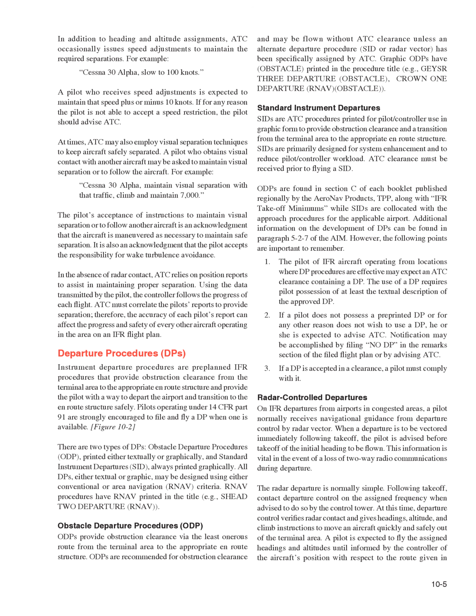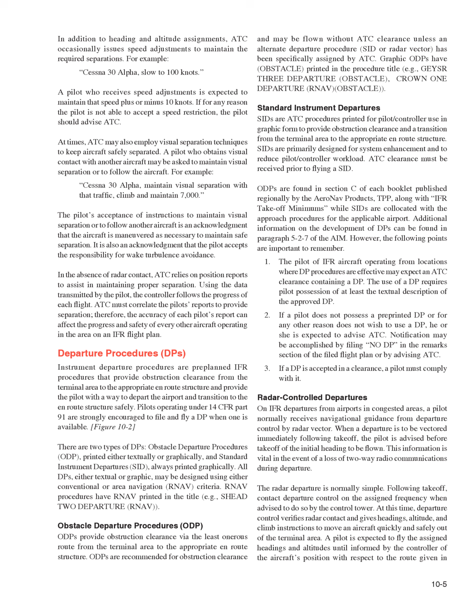Radar-controlled departures. On IFR departures from airports in congested areas, a pilot normally receives navigational guidance from departure control by radar vector. When a departure is to be vectored immediately following takeoff, the pilot is advised before takeoff of the initial heading to be flown. This information is vital in the event of a loss of two-way radio communications during departure. The radar departure is normally simple. Following takeoff, contact departure control on the assigned frequency when advised to do so by the control tower. At this time, departure control verifies radar contact and gives headings, altitude, and climb instructions to move an aircraft quickly and safely out of the terminal area.